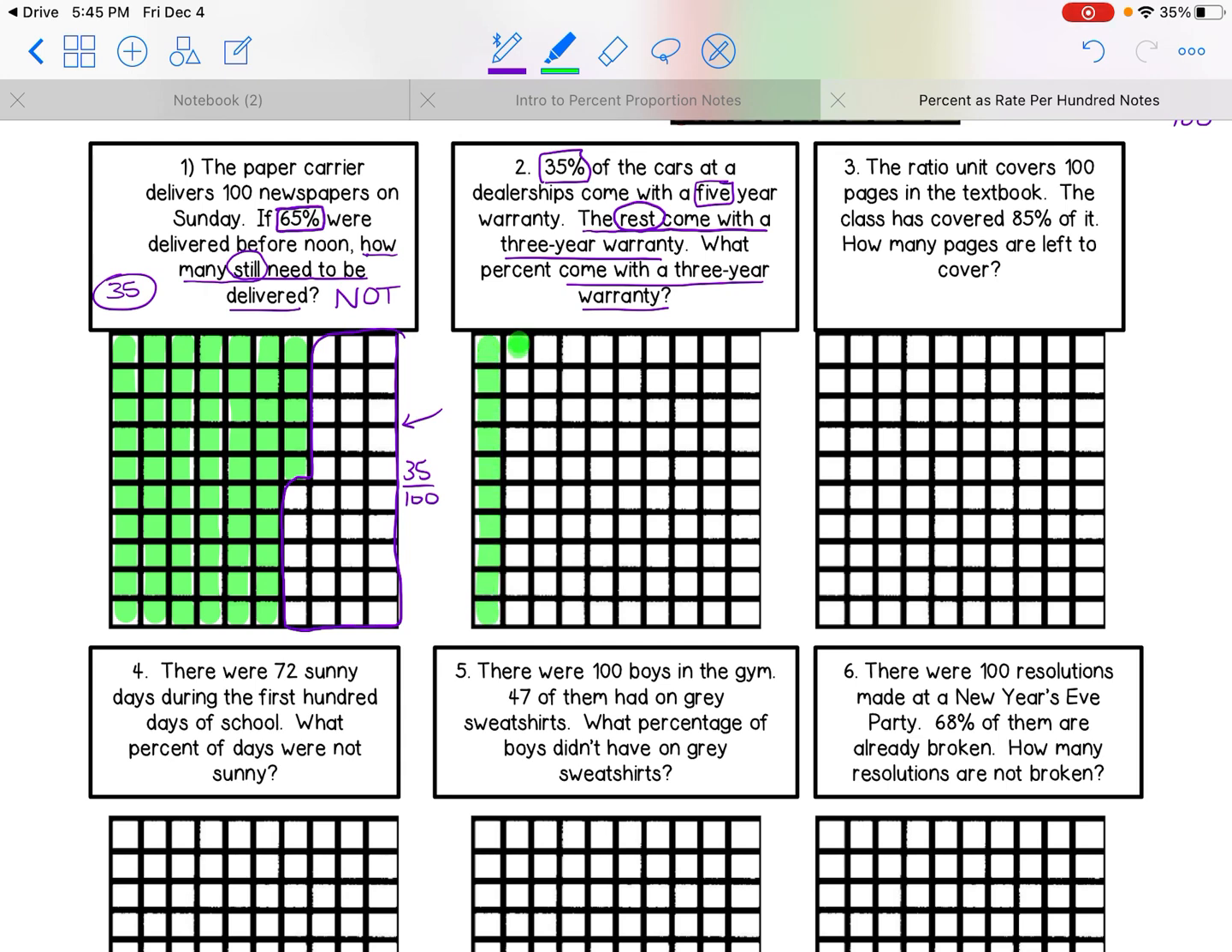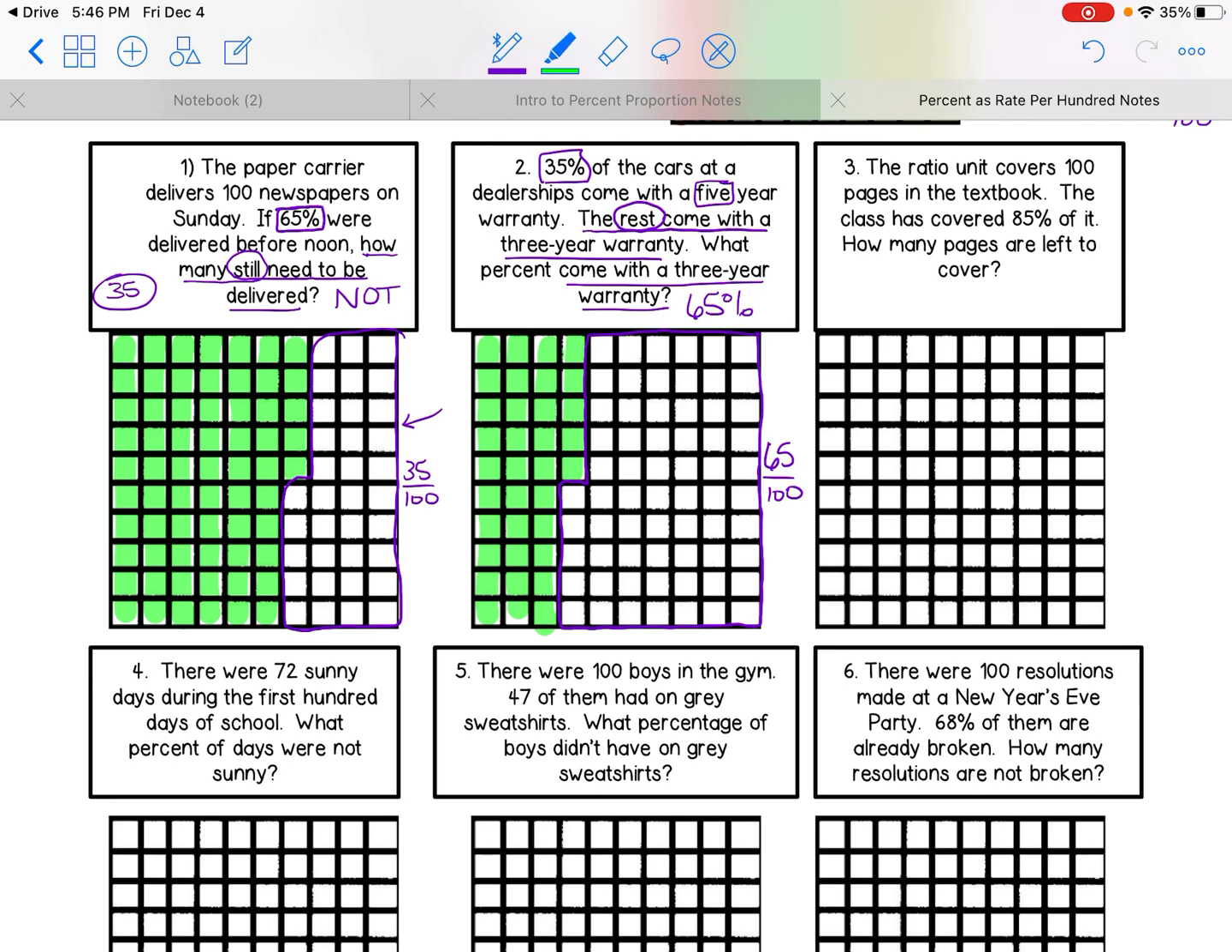So what we can do is shade the 35%, 10, 20, 30, 35. Again, that is how many come with a 5-year warranty. The rest is everything we didn't shade. Everything we didn't shade, so what's in white. And that's the number that comes with a 3-year warranty. Okay, so if we count that, we have 65. Okay, so 65% come with a 3-year warranty. Let's look at number 3.